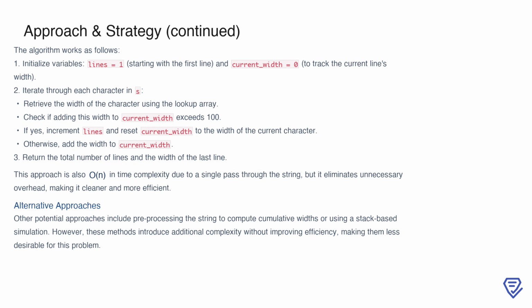Once all characters are processed, the total number of lines and the width of the last line are returned. This process still has a time complexity of O(n) due to the single pass through the string, but the use of the lookup table eliminates redundant operations, making the solution both cleaner and faster. While alternative approaches, such as pre-computing cumulative widths or using a stack-based simulation, are possible, they tend to add unnecessary complexity without improving efficiency, which makes them less suitable for this problem.